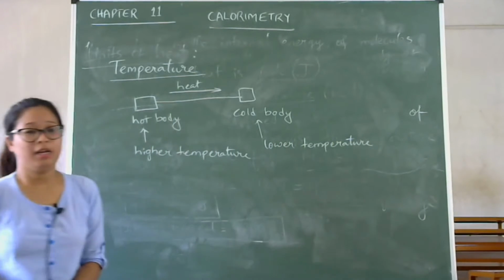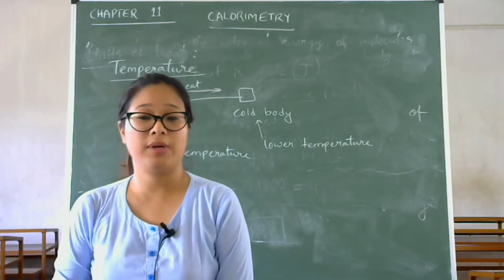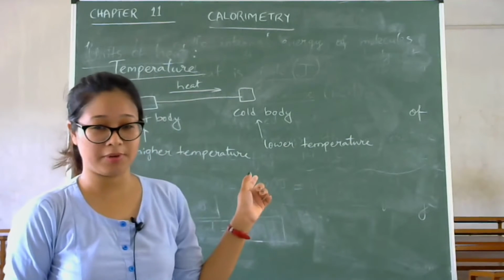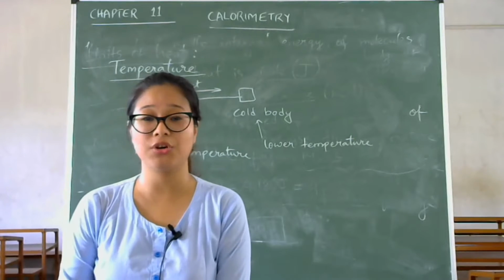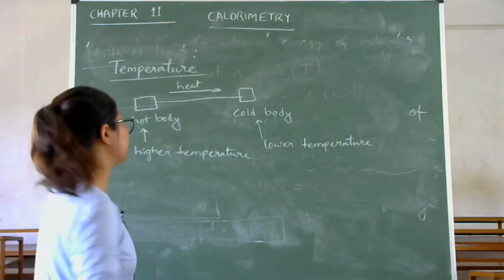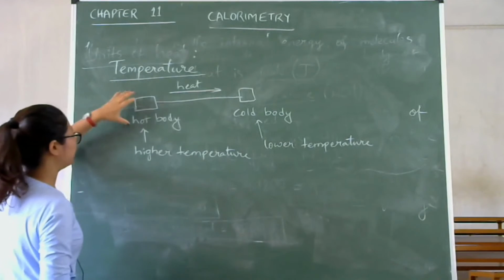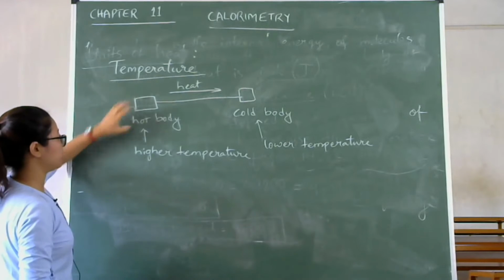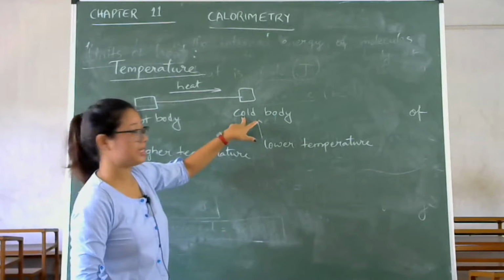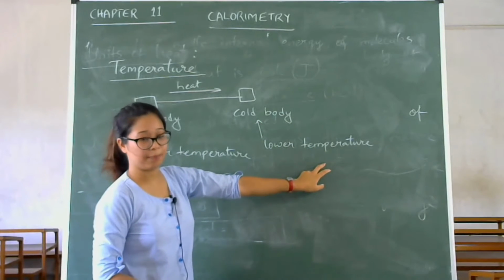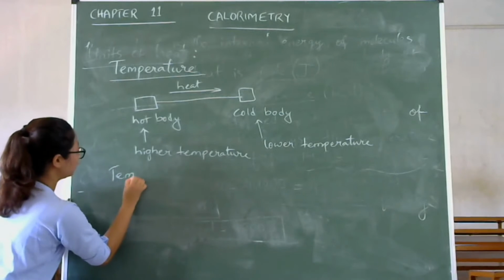All right. Now, what do we get from this information? We get the information of temperature. So temperature determines the direction of flow of heat, isn't it? Since heat always flows from a hot body to a cold body, and the body which imparts heat is said to be at a higher temperature, and the body which receives heat is said to be at a lower temperature, temperature determines the direction of flow of heat.